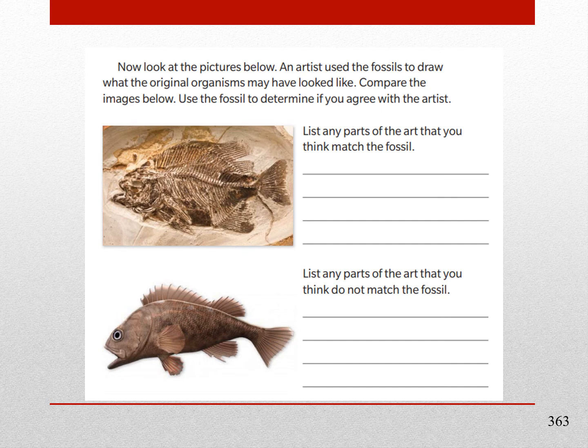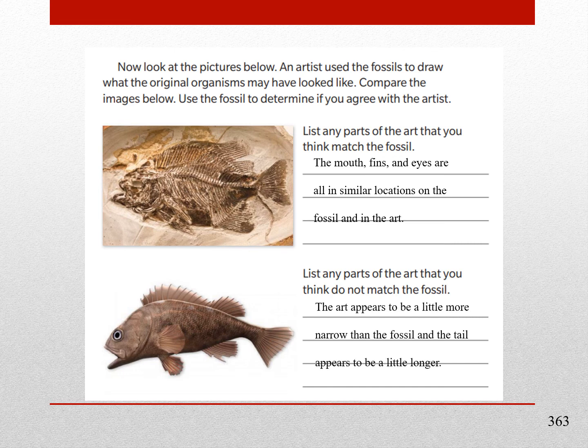Now let's list any parts of the art that you think match the fossil. Very good. The mouth, fins, and eyes are all in similar locations on the fossil and in the art. Now, list any parts of the art that you think do not match the fossil. Excellent. The art appears to be a little more narrow than the fossil and the tail appears to be a little longer. Don't forget to copy your answers in your books.